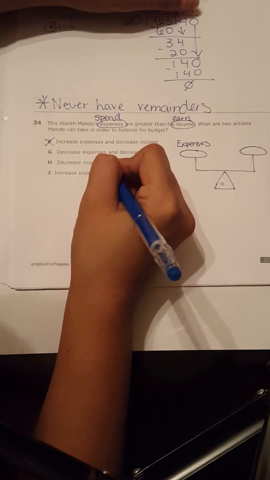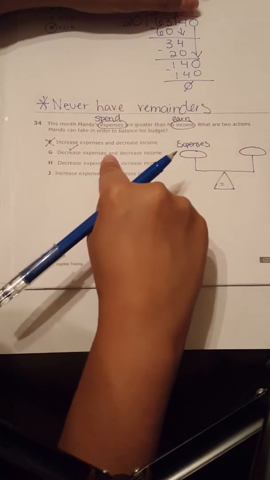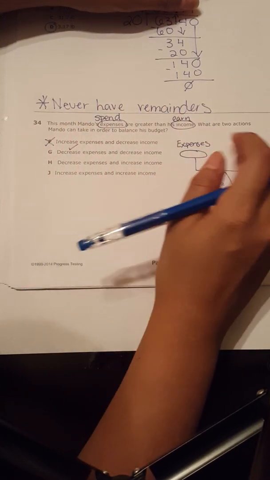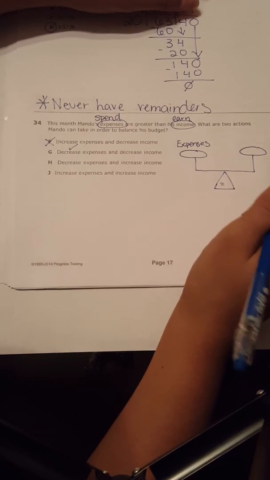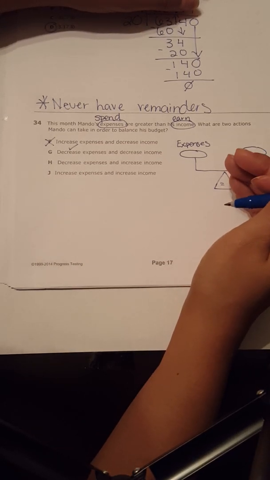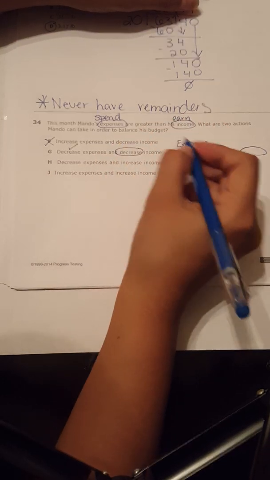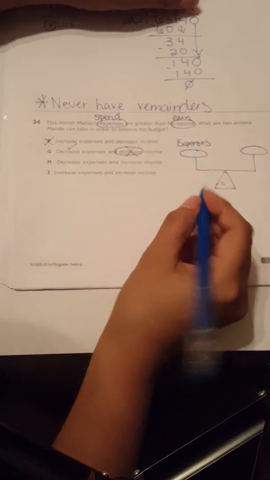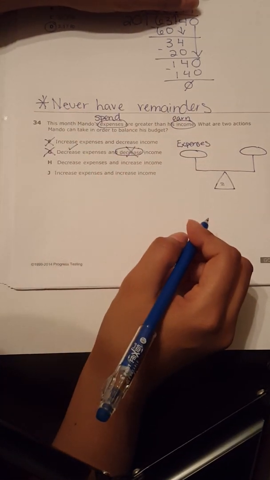Decrease his expenses. Well, decreasing his expenses will help if he stops spending so much money. So this is a yes. And decrease his income. Well, if he works less, he's going to have less money. So therefore, he's no longer going to be having the money that he needs to balance his budget. Because if he's not working, he won't be able to get more money. So therefore, we can't have G as our answer.